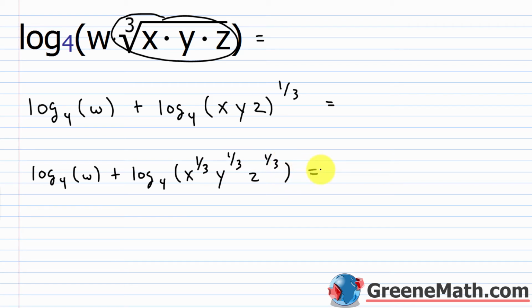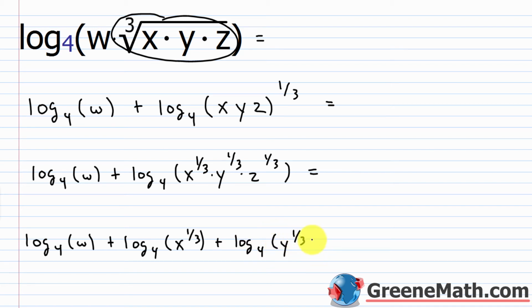Okay. So now in my next step, I'm going to use the multiplication here to further expand this part. So we'll say this is log base 4 of w plus log base 4 of x to the power of 1/3 plus log base 4 of y to the power of 1/3, and then plus log base 4 of z to the power of 1/3.